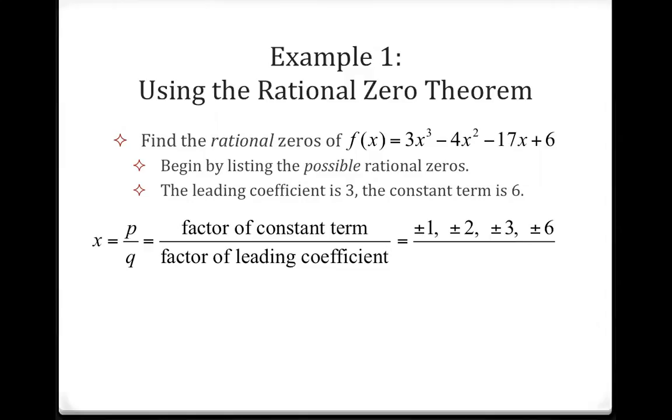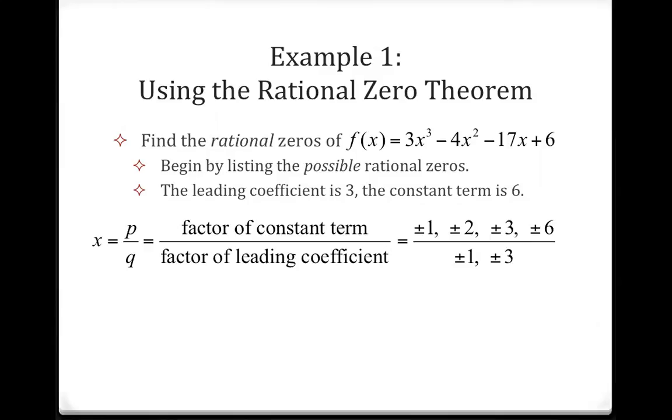Now notice in front of each number I have plus or minus, because it is possible that it could be a negative 2 times a negative 3 that got us positive 6. As well as it is possible that it could be positive 2 times positive 3 that got us 6. So we always want to list the factors with plus and minus in front of them. Now that gives us our numerator. In our denominator, we want to list all of the factors of our leading coefficient. So since that is 3, we would just have plus or minus 1 and plus or minus 3.